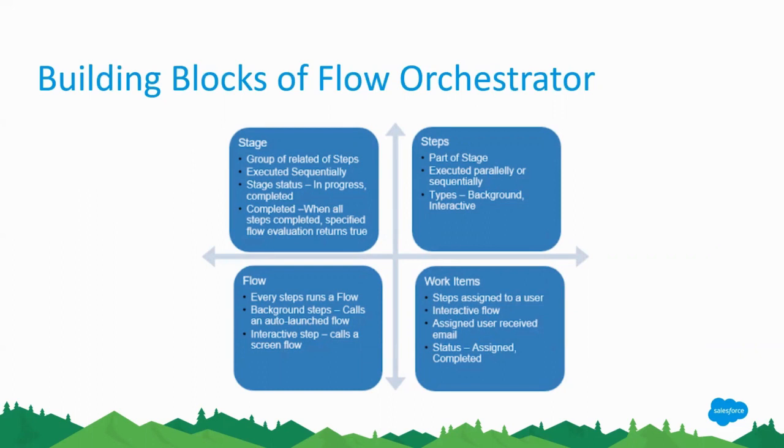Stage. The group of related steps is called a stage. It is also executed sequentially. It has two statuses, in progress and completed. Work item. It is an element where steps are assigned to a user. After that, the interactive flow gets triggered and every assigned user receives an email regarding the pending work for them. It has two statuses, assigned and completed.